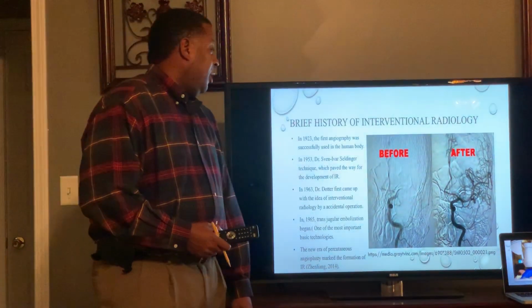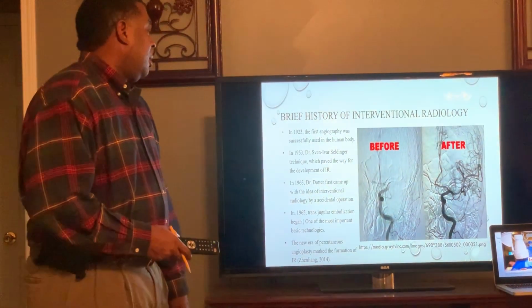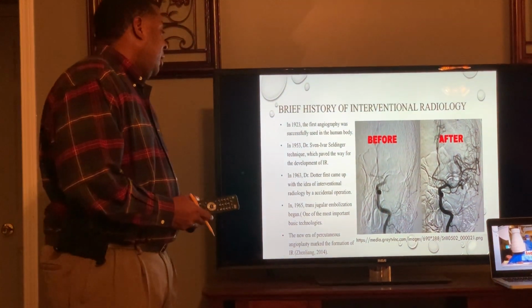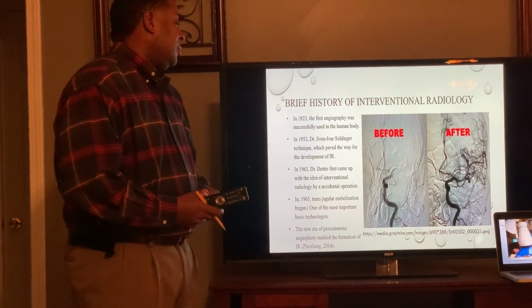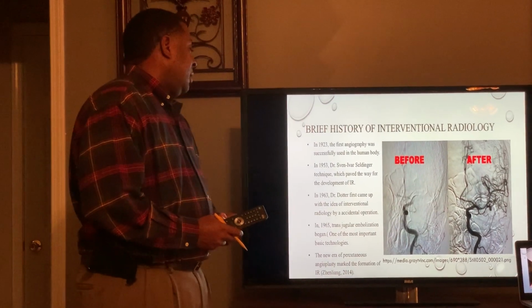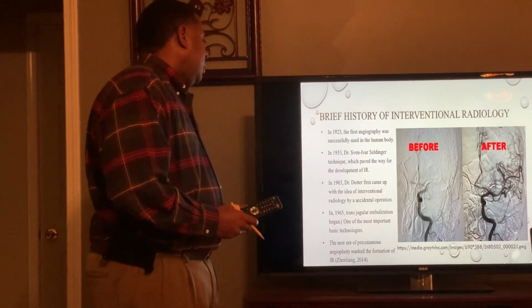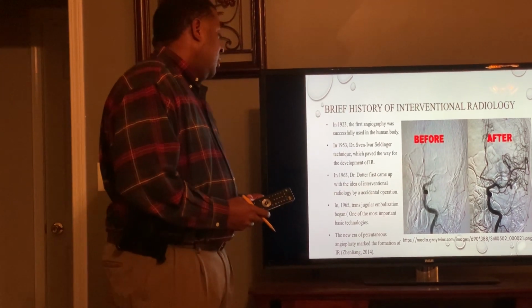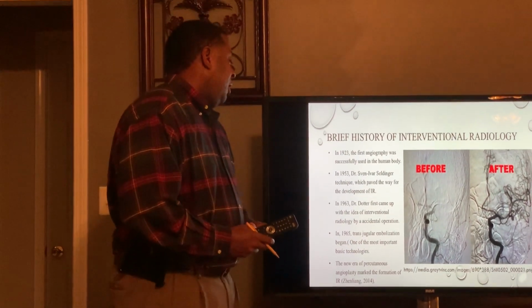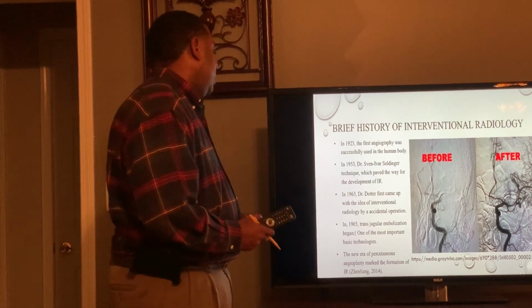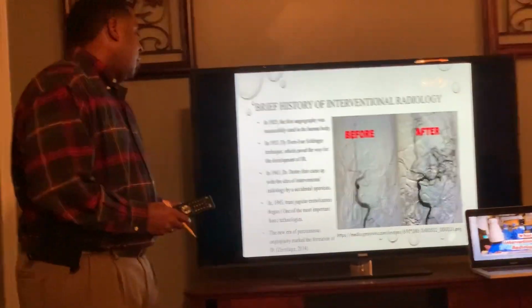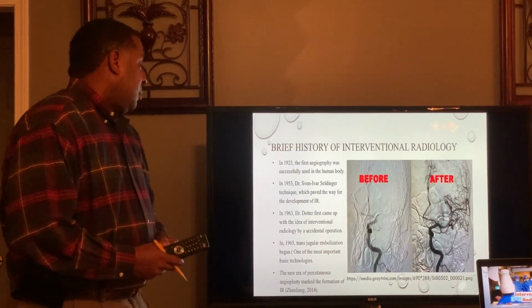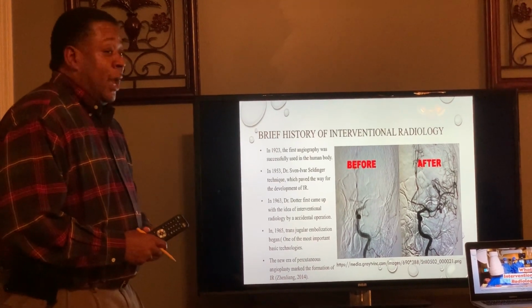And we're going to give a brief history of interventional radiology. Interventional radiology first began in the early 1920s. And back in 1953, Dr. Sven Ivar Seldinger, he paved the way for interventional. In 1963, Dr. Dotter first brought the idea of interventional radiology through an accidental operation.